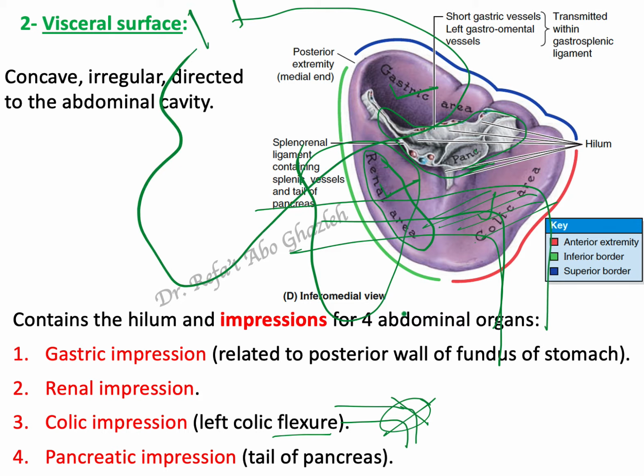If you look here, there is a very important impression for the tail of the pancreas. The pancreas extends up to the end. This is the tail of it that gets in the hilum. This is the hilum of the spleen.